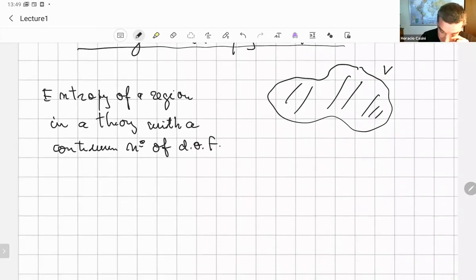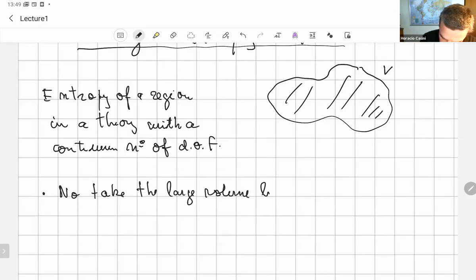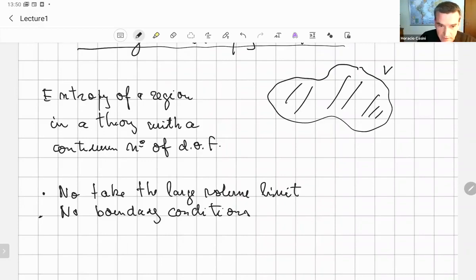So you can think, well, this is somehow similar to what you may have calculated in statistical mechanics, the entropy, for example, in a thermal state. But the difference is that here we are interested in a finite region. So we do not take the large volume limit. And also we do not impose any boundary conditions there. The boundary conditions will put some other elements into the theory, and we do not want to put anything external to the theory, to the quantity we want to compute.